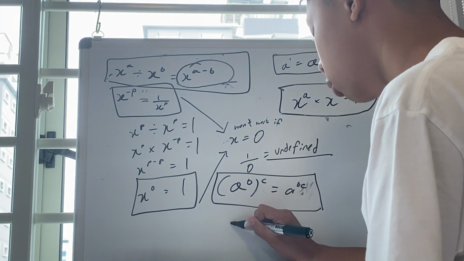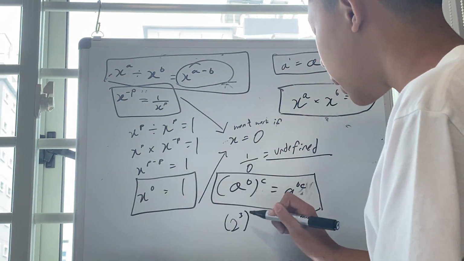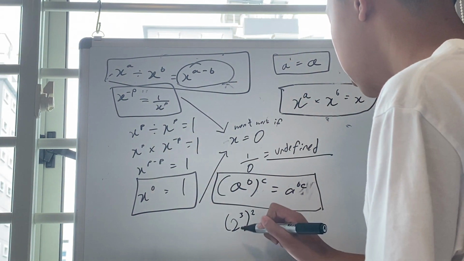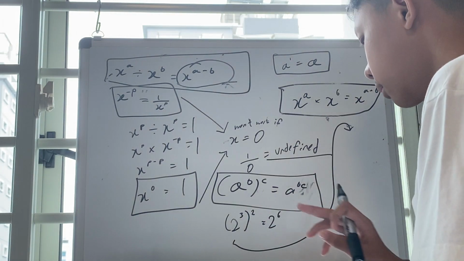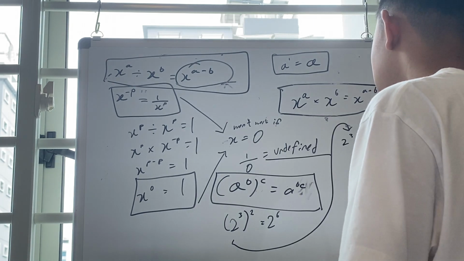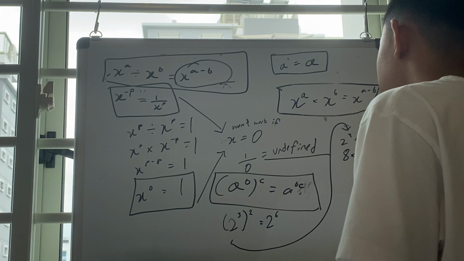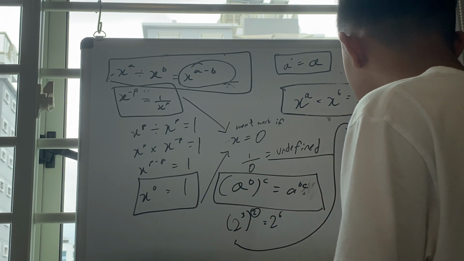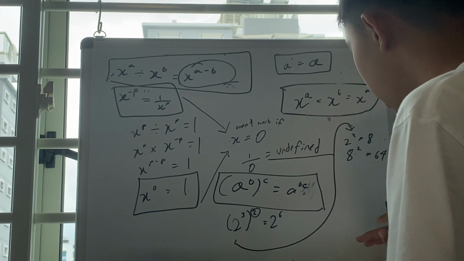Let's say 2 cubed, then raise that to the power of 2, equals 2 power 6. Let's evaluate this in more detail. 2 power 3 equals 8. And 8 times 8 equals 64, because remember, we squared. So let's write 8 squared so we can understand it.